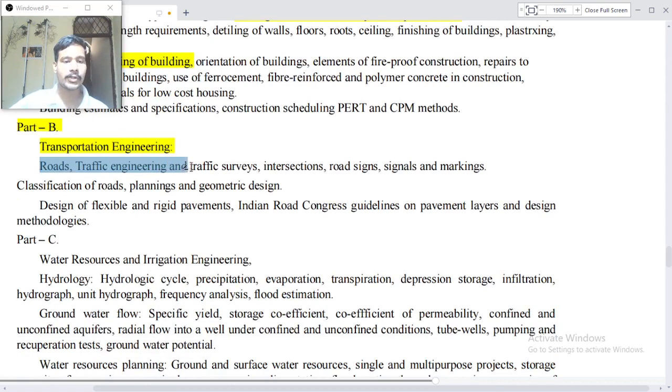Roads, traffic engineering and traffic services, intersections, road signs, signals and markings, classification of roads, planning and geometric design, design of flexible and rigid pavements, Indian Roads Congress guidelines on pavement layers and design methodology. Part C.